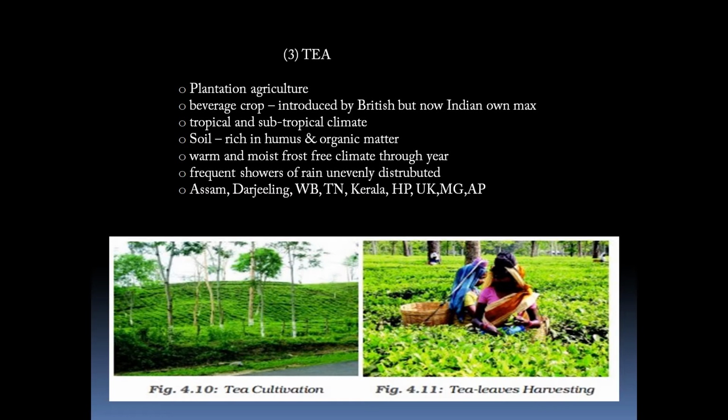Then it requires soil which is rich in humus and organic matter. It should be a warm and moist, frost free climate through the year. Frequent showers of rain, unevenly distributed, are very suitable for tea. Assam, Darjeeling, West Bengal, then Tamil Nadu, Kerala, Himachal Pradesh, Uttarakhand, Meghalaya and Andhra Pradesh. All these states are cultivating tea.